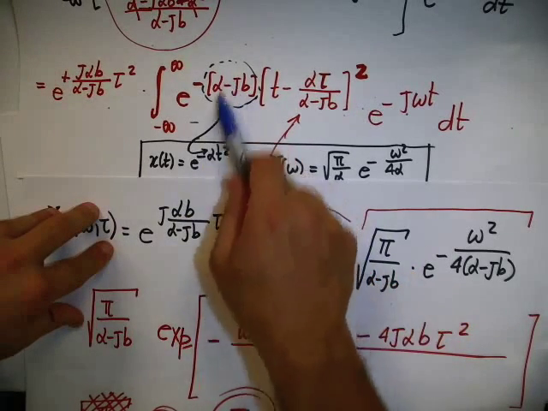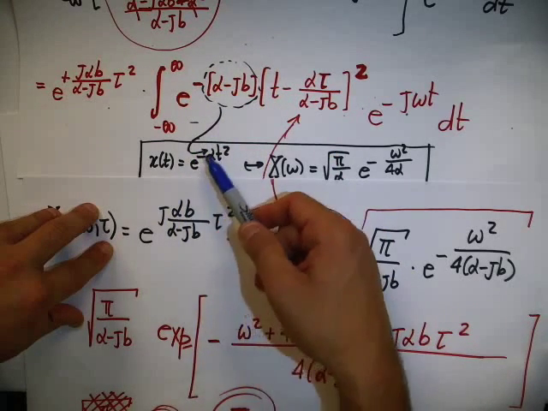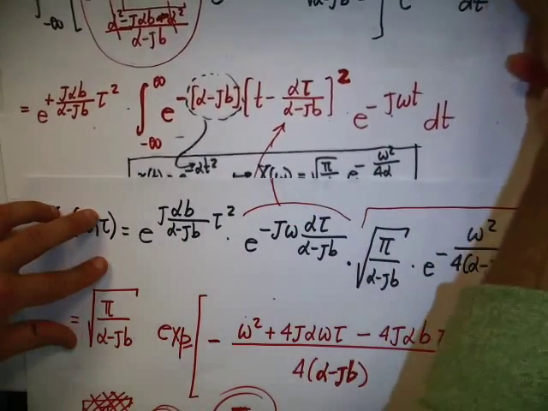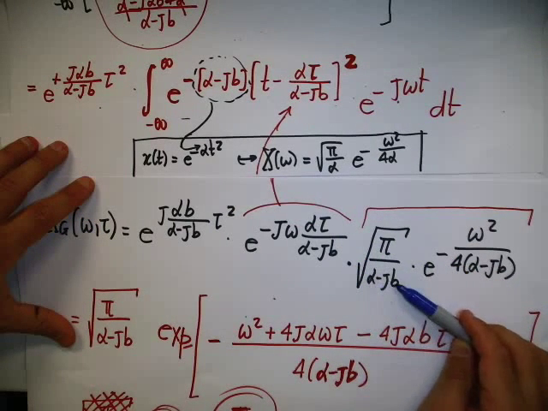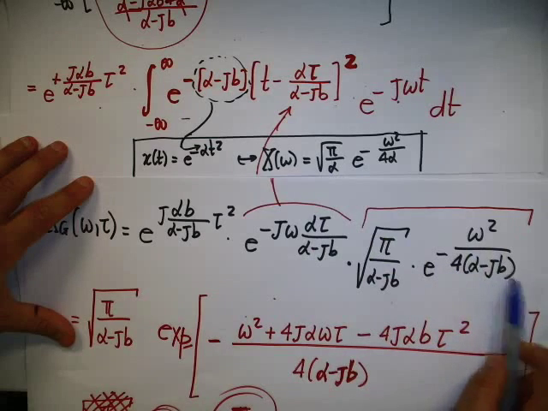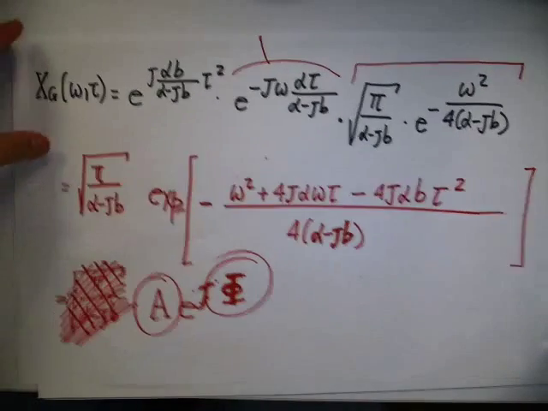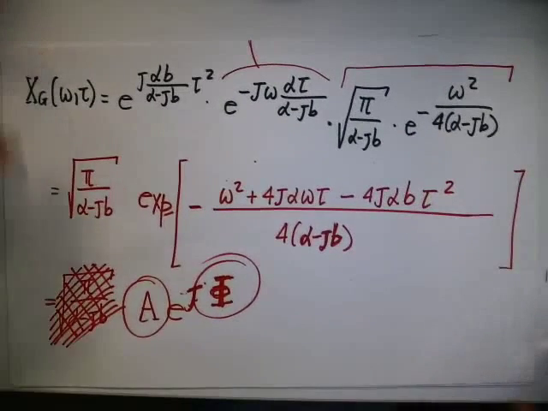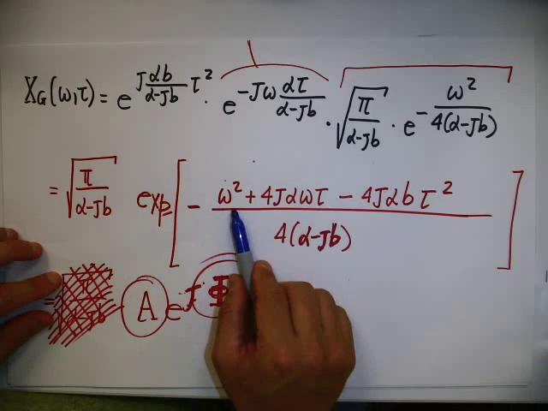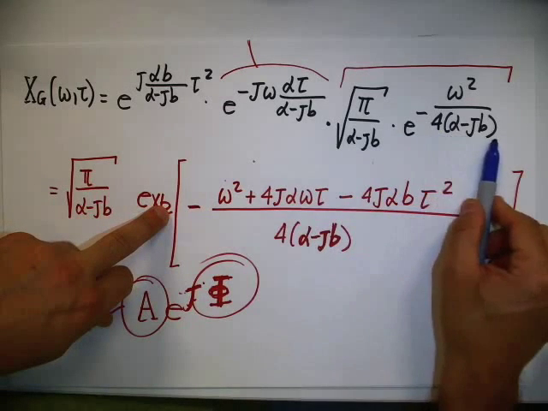Okay. So now the alpha that appears in this form is basically this alpha minus jb. So don't get confused, I'm using the same notation for alpha here and alpha here. Okay. So we have square root of pi divided by alpha minus jb, e to the minus omega squared divided by 4 alpha minus jb. And this can be written as square root of pi divided by alpha minus jb, exponential of minus omega squared. We can bring the common denominator using 4 alpha minus jb.